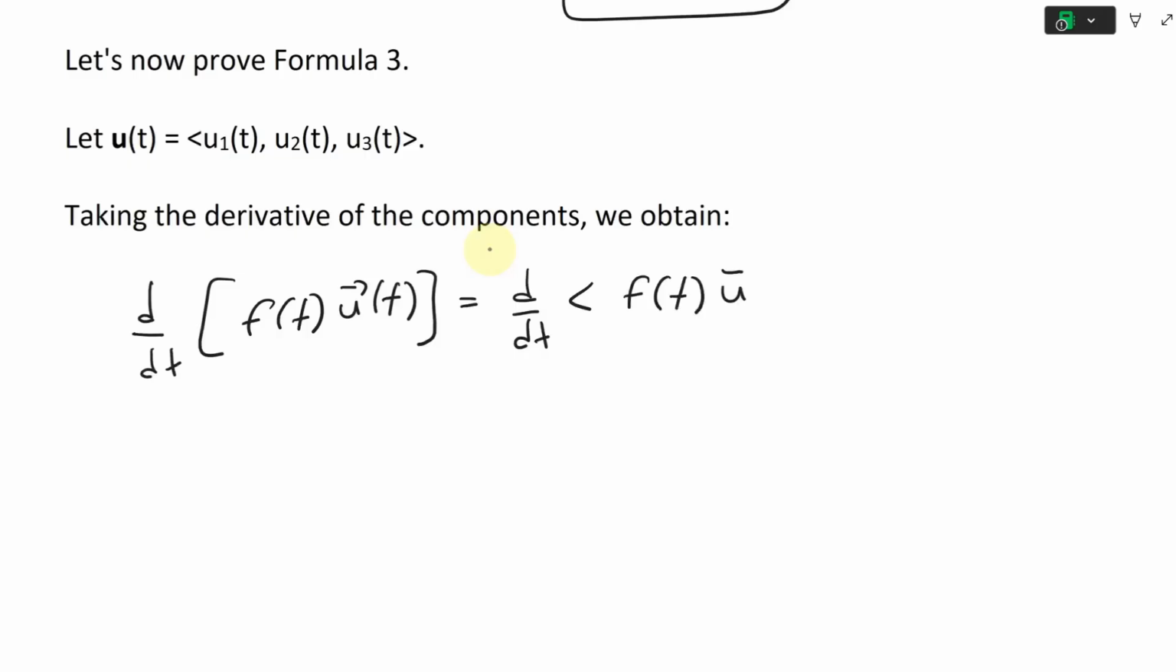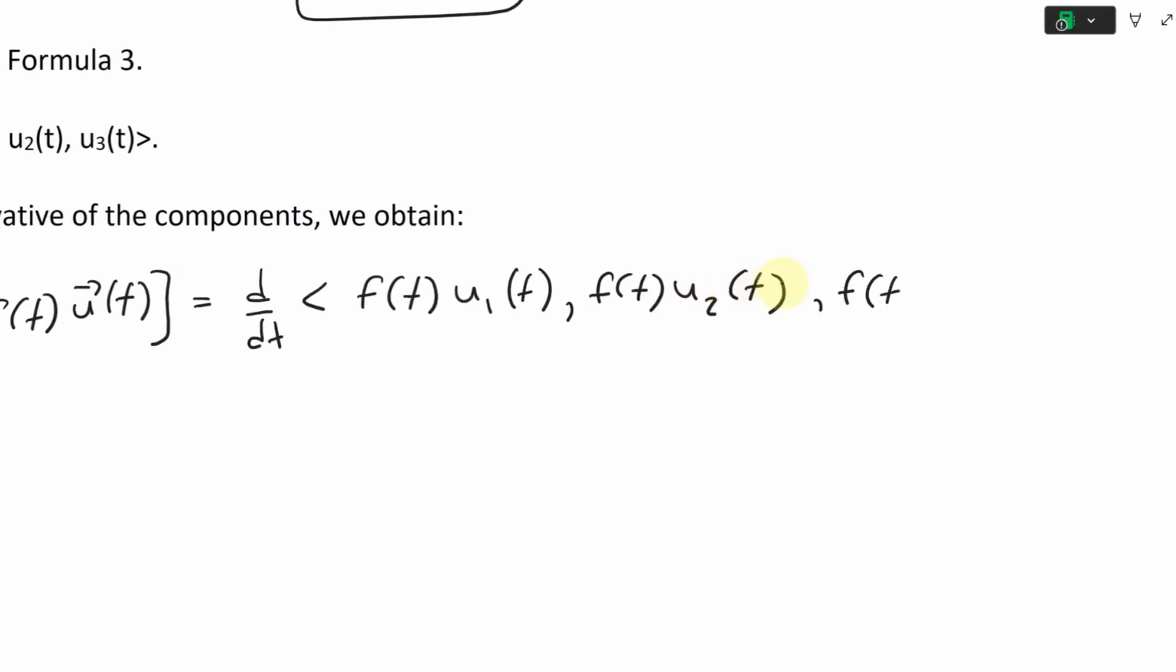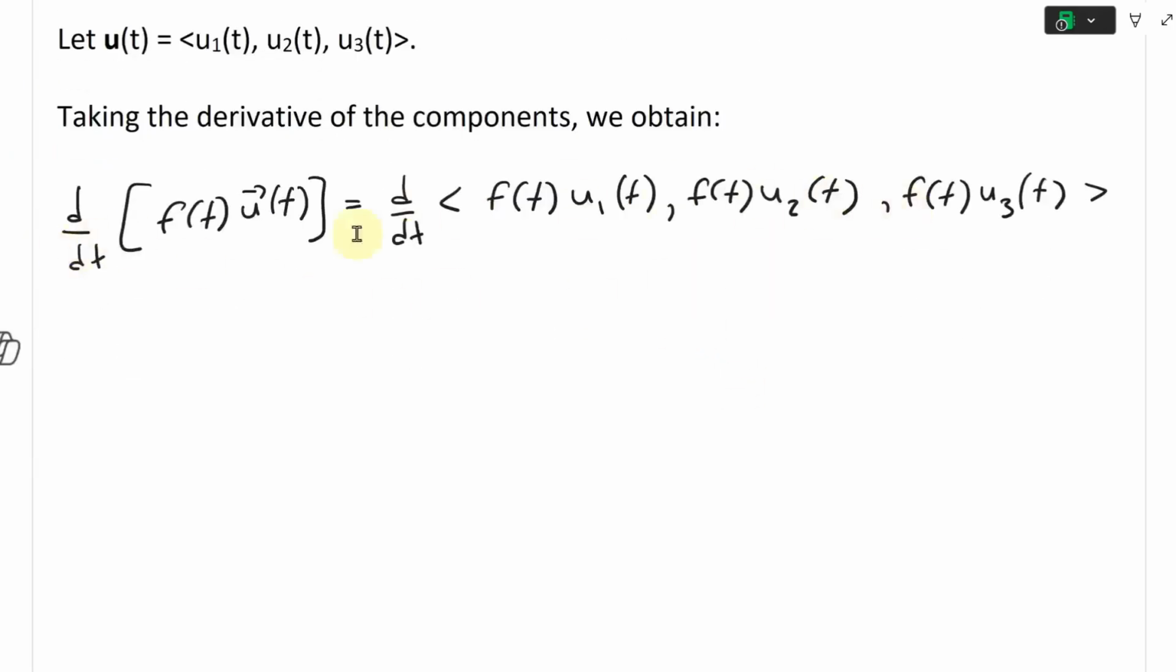So u1 of t, just a real valued function, not the actual vector function. We're taking each component. So this is f of t u1 of t, then f of t u2 of t, and lastly f of t u3 of t, like that. And here I quickly paused and shrunk it, as per usual, to fit it all in one line.